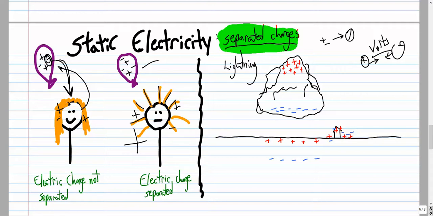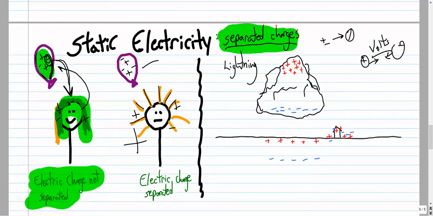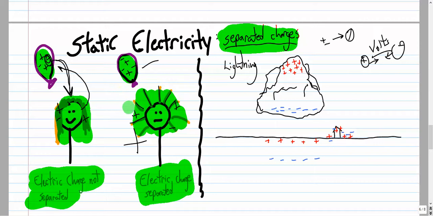So before we had our electric charge not separated, when we rubbed the balloon on the hair, then some of the electrons went into the balloon, and that left us with separated electric charge. The hair was positive and the balloon was negative.